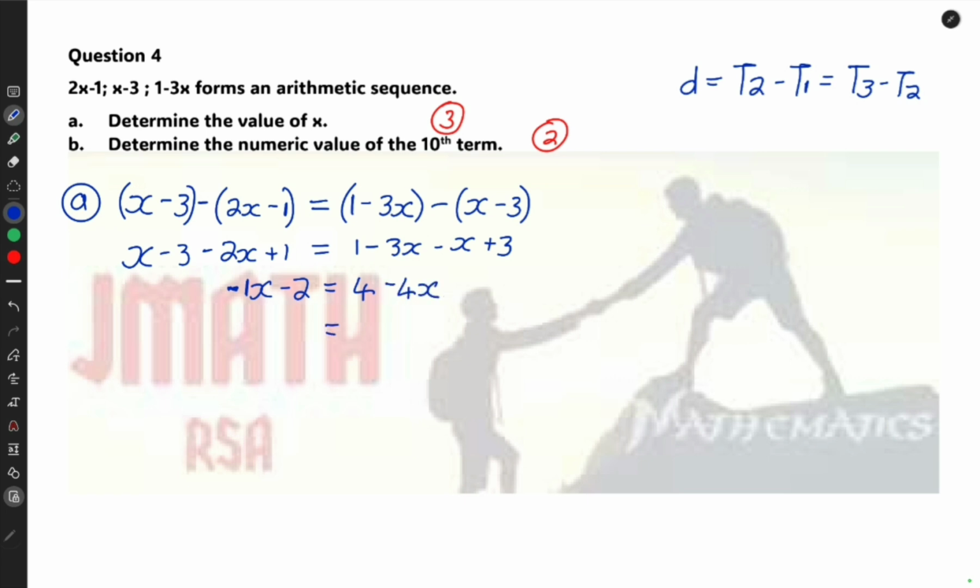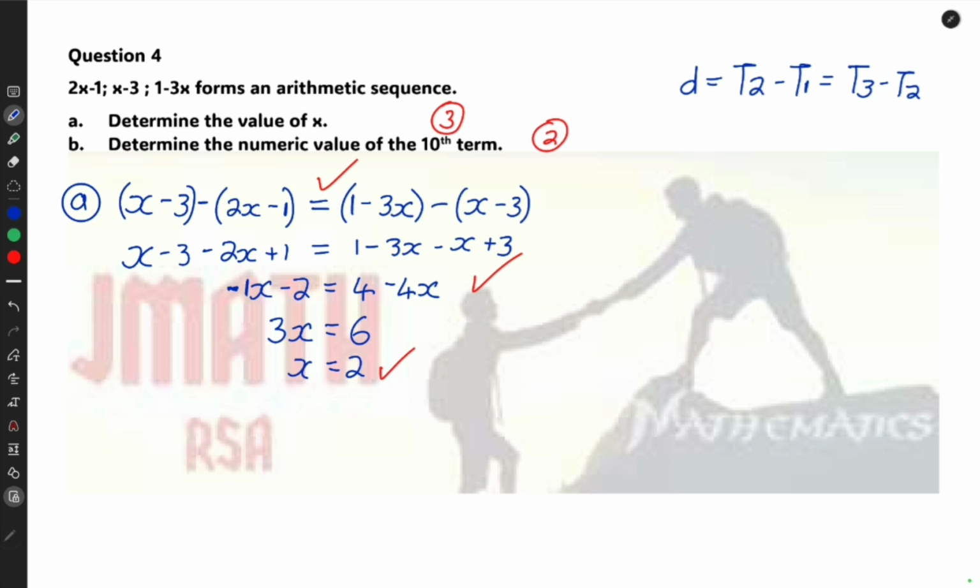I want a positive x, so I'm going to move it to the left. Minus 1x plus 4x gives me 3x equals 6. x is equal to 2. And that would give me my 3 marks. I'll get a mark for starting the question correct. Definitely a mark for my final answer. And then somewhere for the calculations in the middle, you will also get a mark.